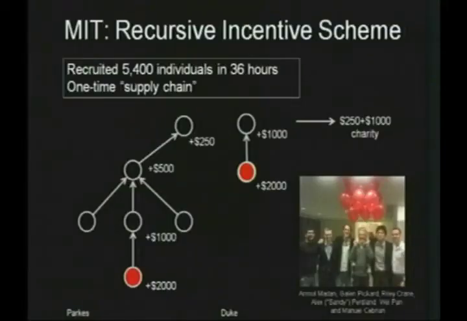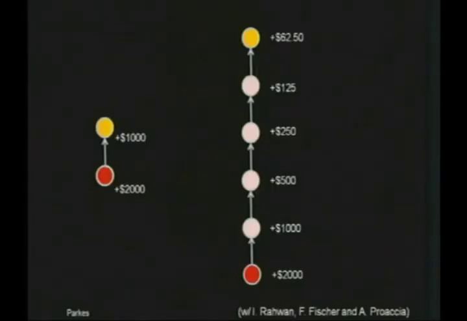OK. So they actually recruited a lot of individuals in a short period of time, and this virtual supply chain to solve a problem. Pretty interesting, I think. This is an interesting computational artifact. Ariel Procaccia, Felix Fischer, Iyad Rawan, and I are thinking a little bit about this right now, and it's actually brittle in that it's not false name proof.